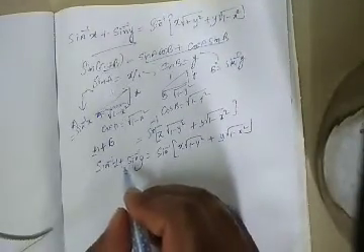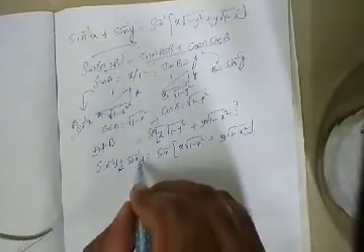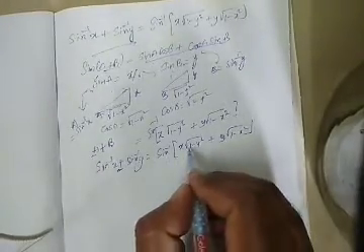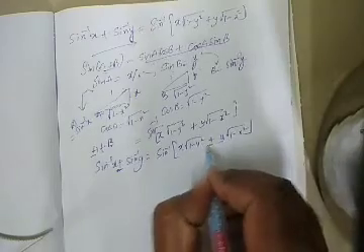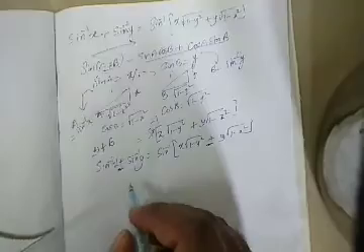The same formula can be derived with a minus symbol also. Sine inverse x minus sine inverse y is sine inverse of x root of 1 minus y square, instead of the plus sign, it will have a minus y root of 1 minus x square.